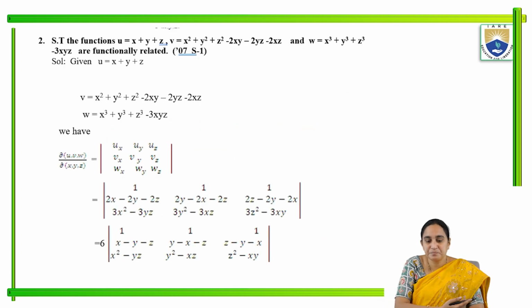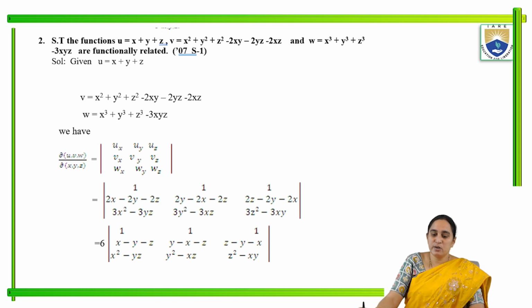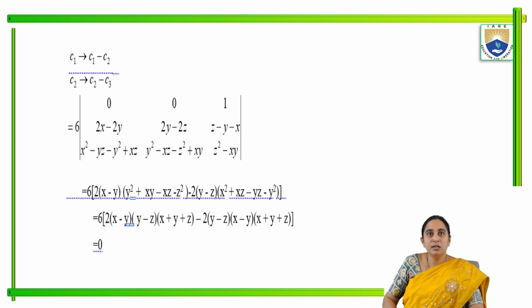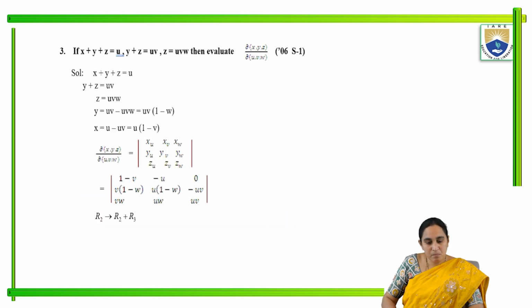Next one. Show that the functions u is equal to x plus y plus z and v is equal to x square plus y square plus z square minus 2xy minus 2yz and minus 2xz, and w is equal to x cube plus y cube plus z cube minus 3xyz are functionally related.